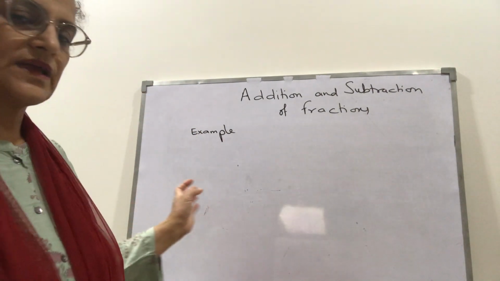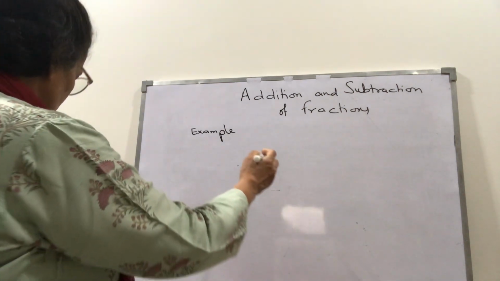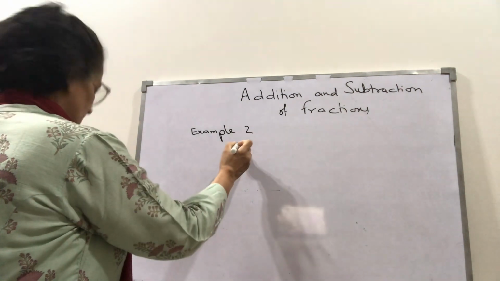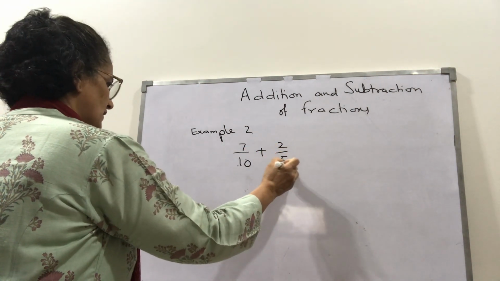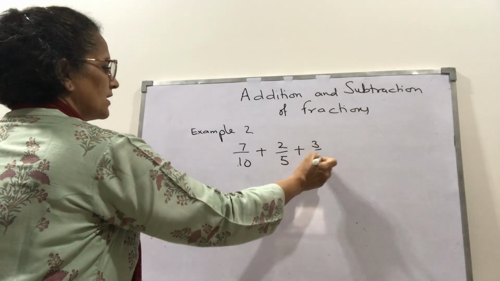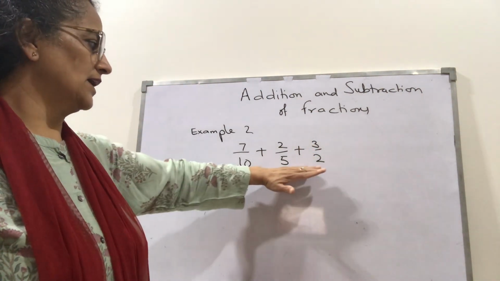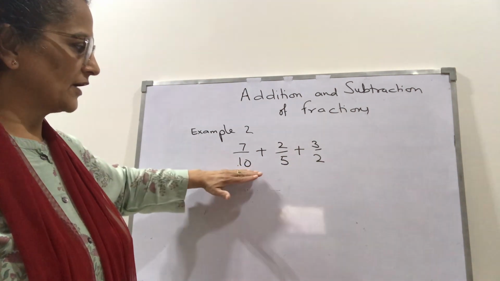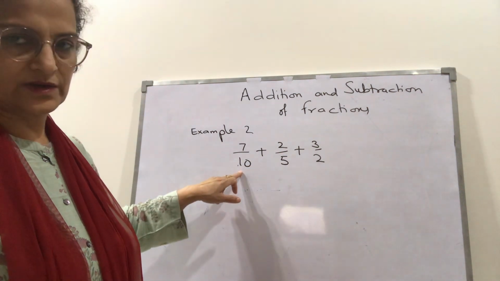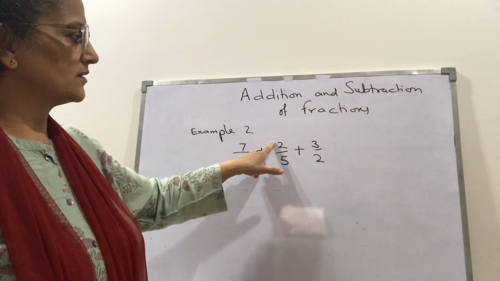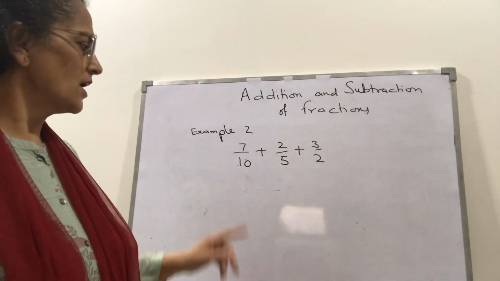Now you can see I have uploaded videos for LCM also. So first, I write 7 by 10, 2 by 5, 3 by 2. Now what is my first step? Finding the LCM so that my denominator is same. Once I make the denominator same, I can add the numerators and reach the lowest term for my answer.